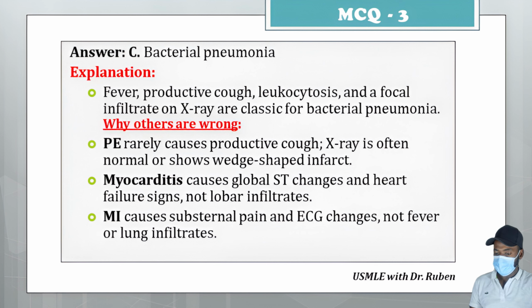In contrast, myocarditis causes global ST changes and heart failure signs, not lobar infiltrates. Meanwhile, myocardial infarction causes substernal pain and ECG changes, not fever or lung infiltrates. So pulmonary embolism, myocarditis, and myocardial infarction cannot be the answers.